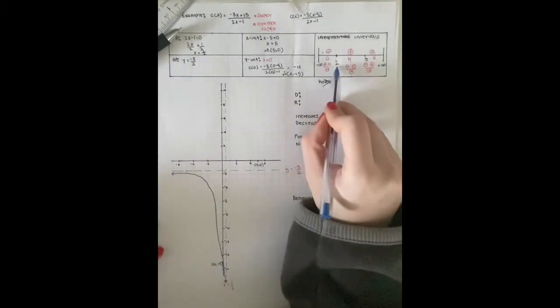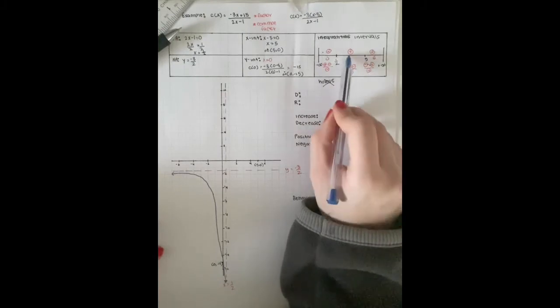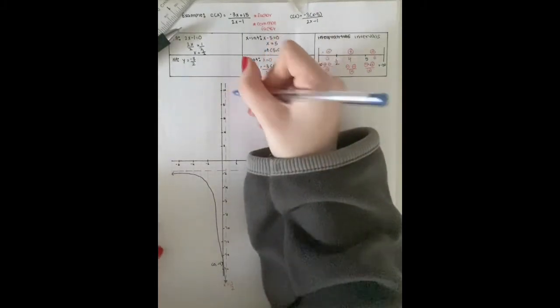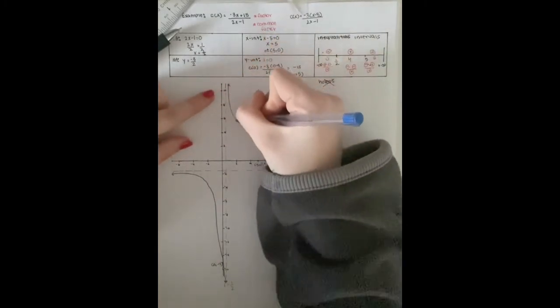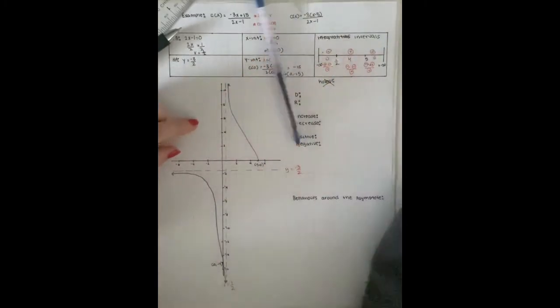And then from a half to 5, it's going to be positive. So it's going to be from here. So from a half, so this asymptote. Oh, this line looks kind of weird.